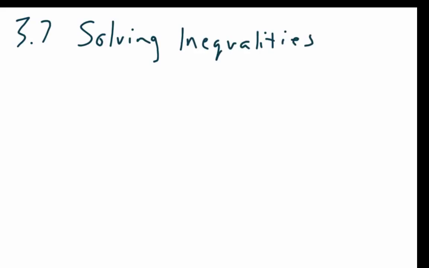3-7, the nice part about 3-7 is it's really similar to what you've done before. So it's kind of extra practice in the solving equations. But this time around it's solving inequalities. And the actual solving the inequalities isn't much. That's going to be my Roman numeral 2.